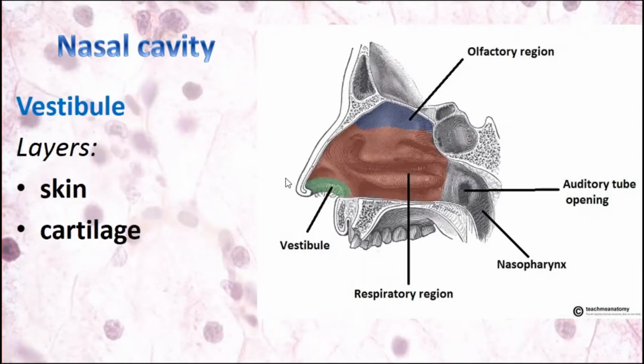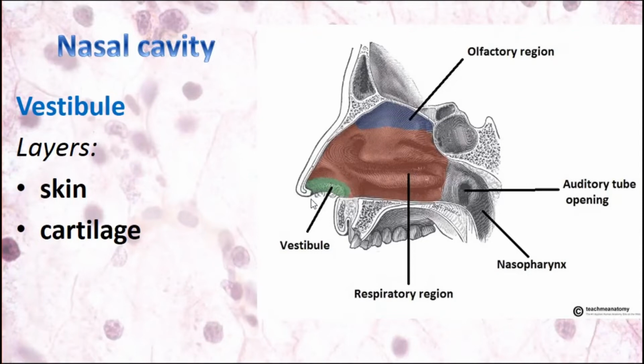Vestibule, it has two layers. It's skin, which is continuation of the skin of the face, of the outer surface of nose. It enters in the vestibule of nose, and it contains here hairs, which also filtrate some dust particles from outer environment. And basis of this region is cartilage, and outer cartilages of nose, they are mainly elastic, and you can feel this elasticity. You can touch your nose, and you can feel that there is elastic cartilage.